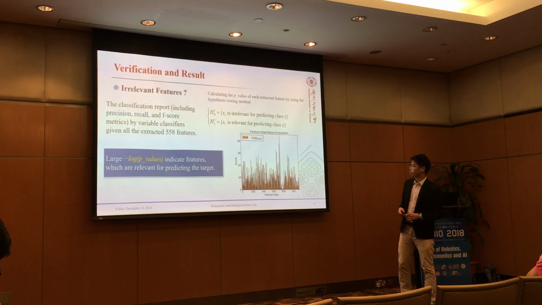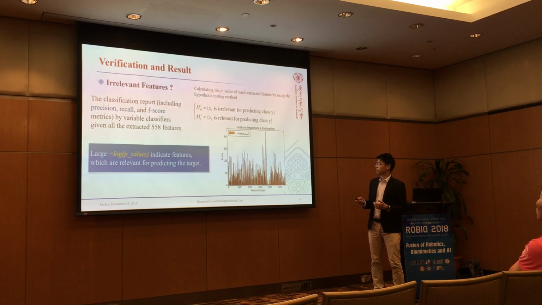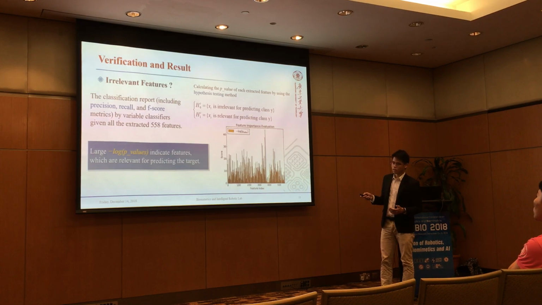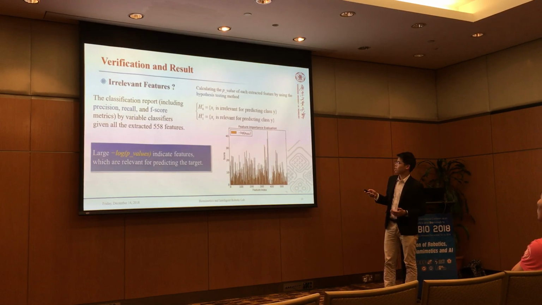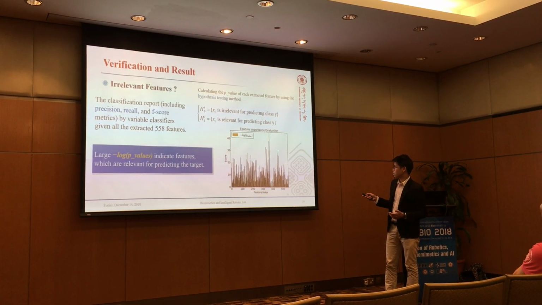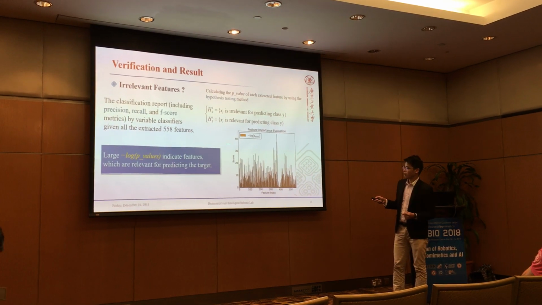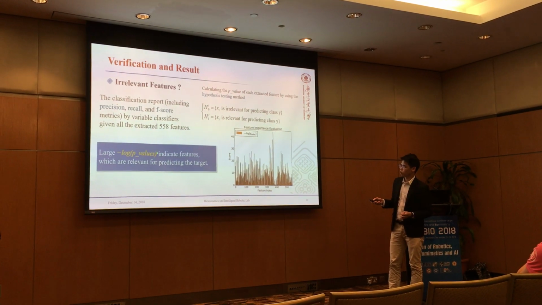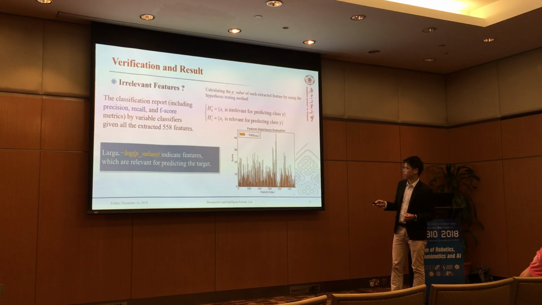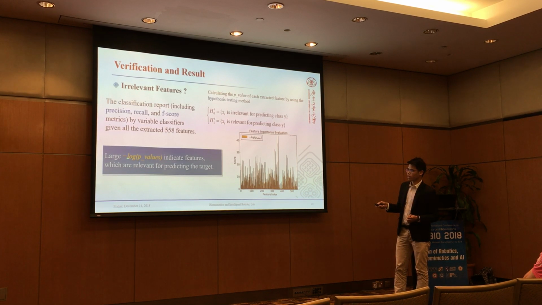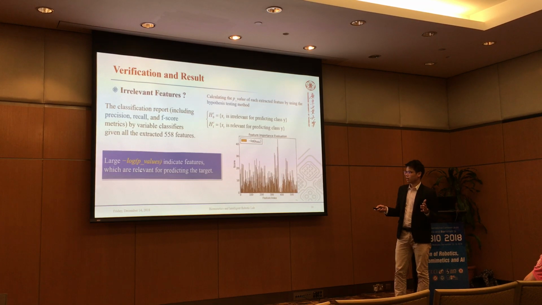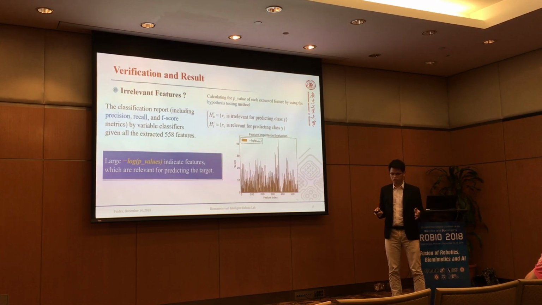Because we extract many features, we may still have irrelevant features inside our feature vector. Here we use hypothesis testing to evaluate the features. We use the p value to evaluate the features. The score means that a large value of the p value means this feature is relevant for predicting the target.